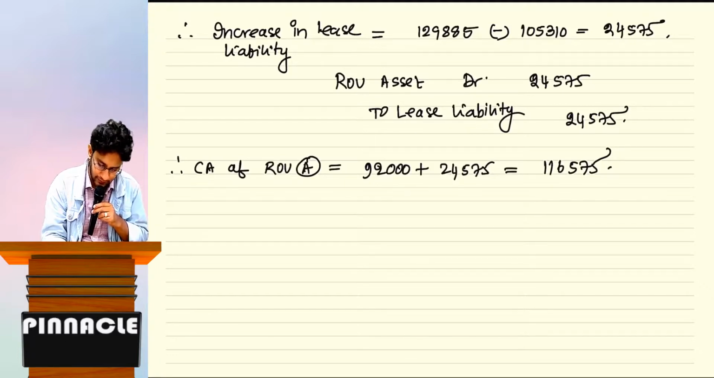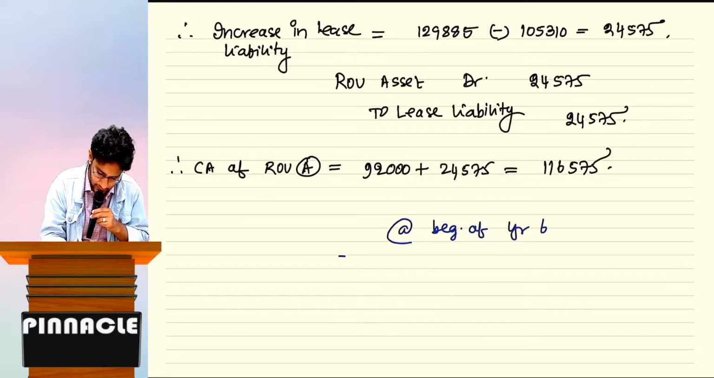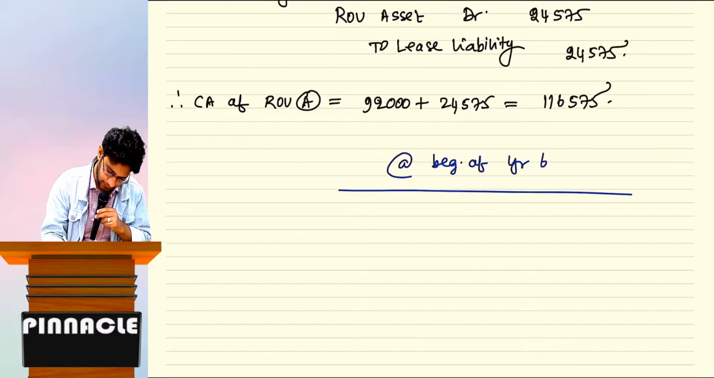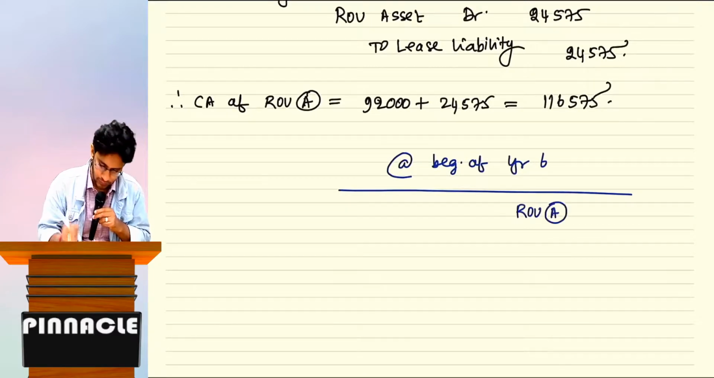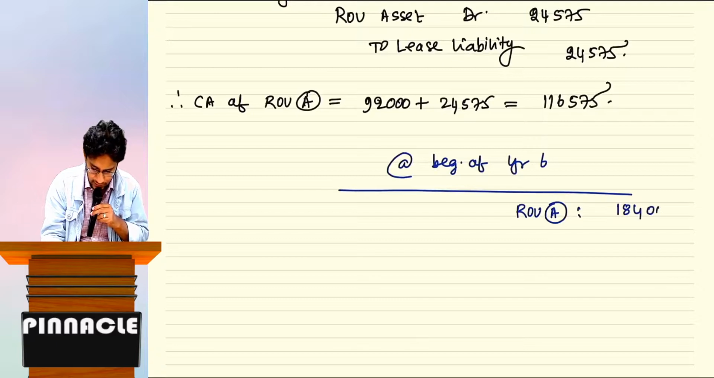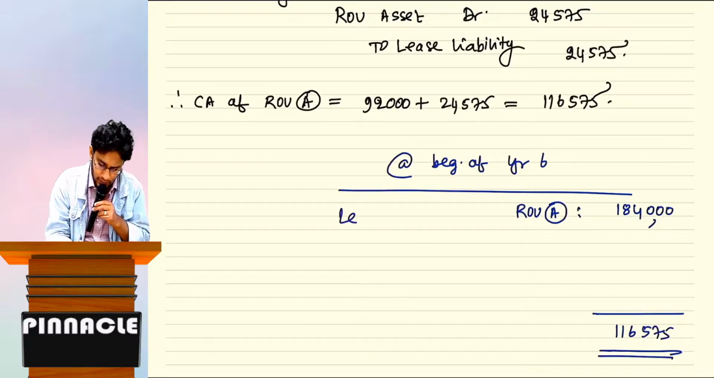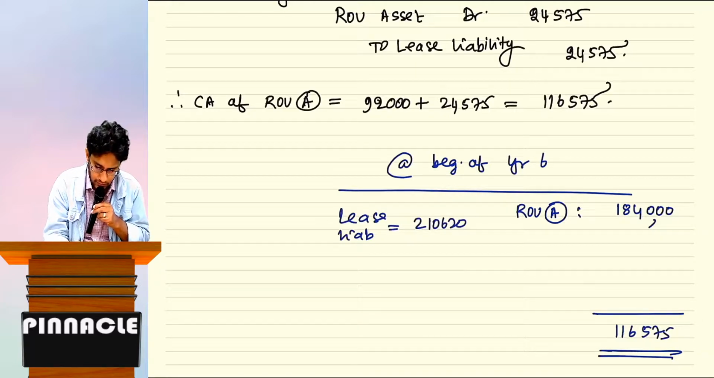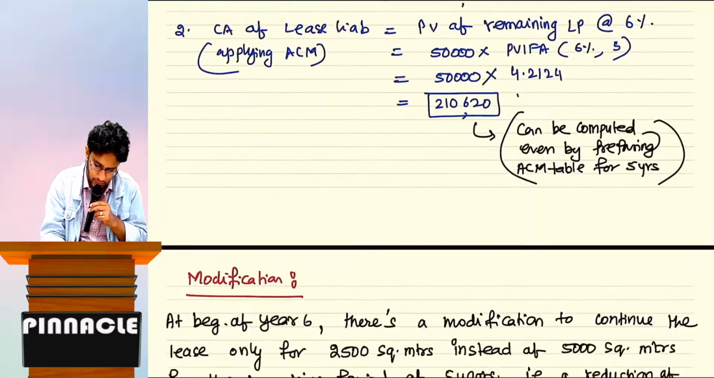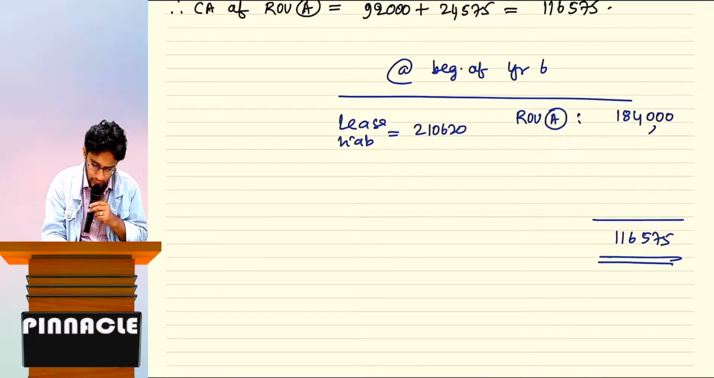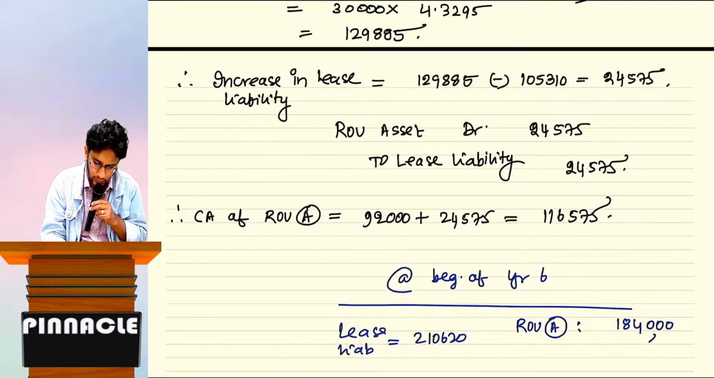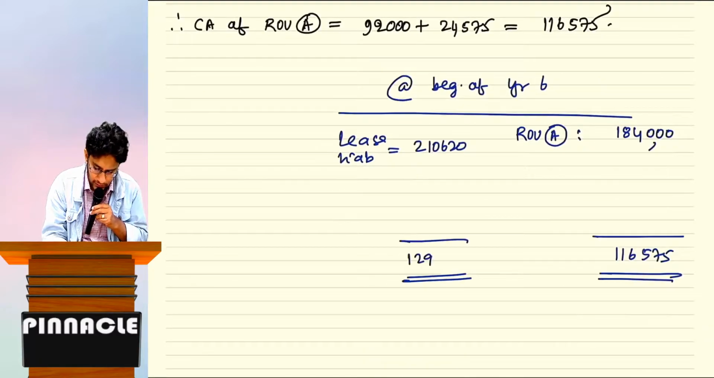Now one small thing you observe: at the beginning of year 6, ROU asset originally was 184,000. Today it became 116,575 after so many adjustments. The lease liability was how much? 210,620. We ultimately brought it down to 129,885.